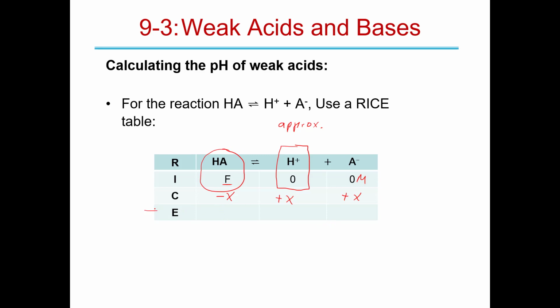So what's the equilibrium E line value here for the HA concentration? Well, it's just going to be the formal concentration minus X. Here for the H plus concentration, 0 plus X is X. And for the A minus concentration, 0 plus X is X.